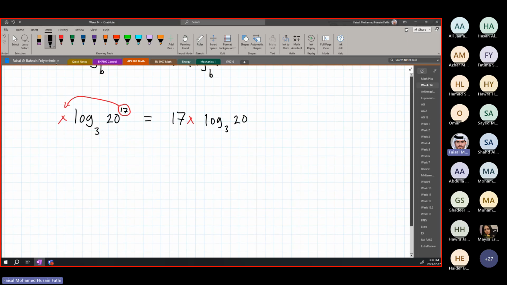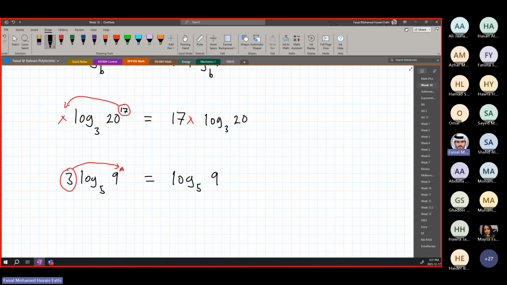So let's say we have 3 log of base 5 of 9. Okay? We can take this 3 and make it into a power over here. All right? We can change it into a power. So this will become log of base 5, 9 to the power of 3. Okay?